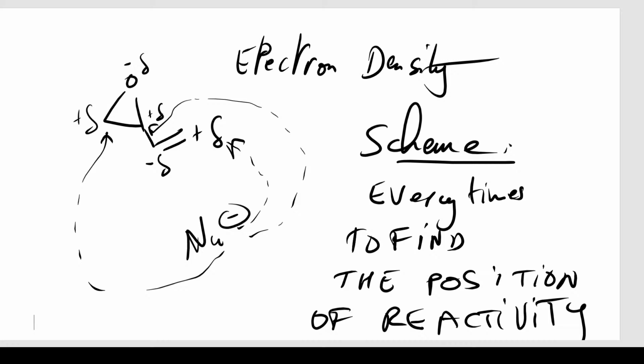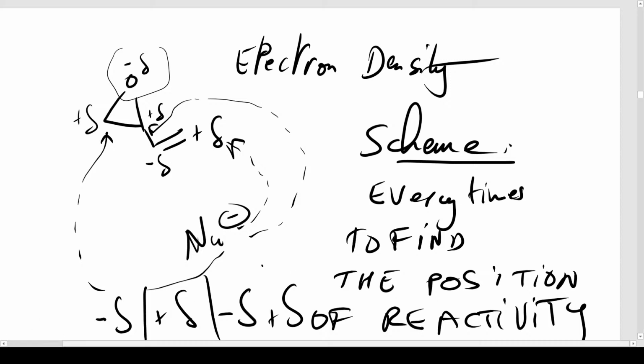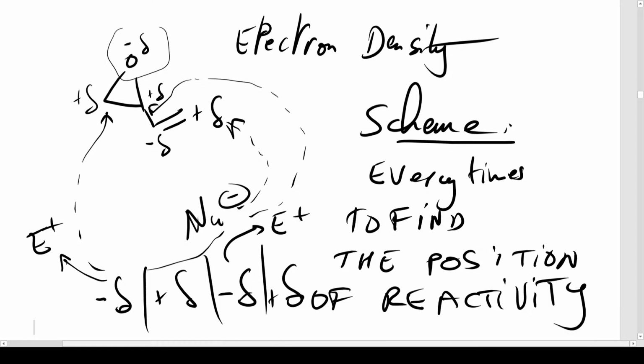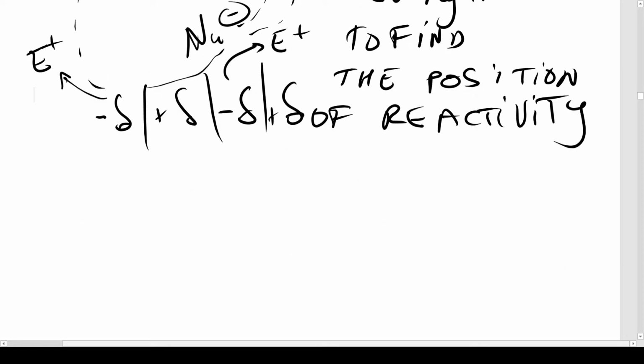Start with the heteroatom. The heteroatom is the one with the high electron density. Then the neighbors alternate between delta minus, delta plus, minus, like this. Okay? So you know the reactivity, you know which position is where you can have here an electrophile, here an electrophile. So it depends on the electrophile, the position. And here you can have an electrophile, or here.